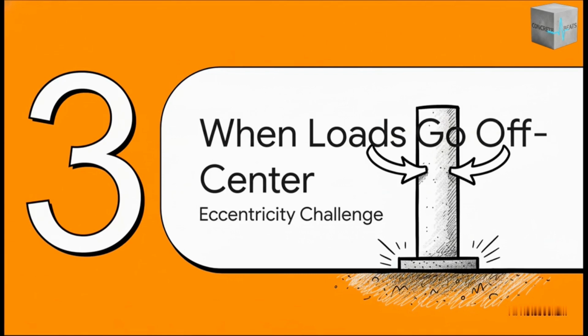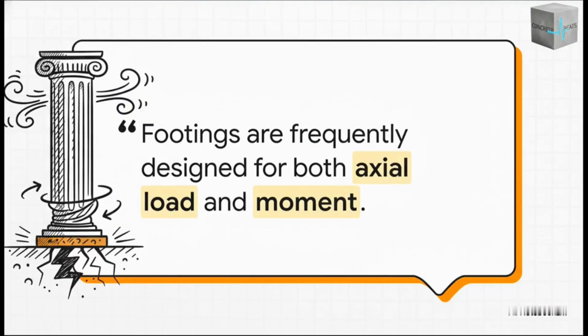All right, so let's add another layer of real-world messiness to our puzzle. Columns don't just push straight down. They also have to fight against forces that are trying to bend them. And that totally changes the game for the footing down below. Footings rarely get to just deal with a simple downward push. You've got forces like wind or earthquakes that create what engineers call a moment. You can just think of it as a twisting force at the bottom of the column that's basically trying to make the whole footing tilt over.